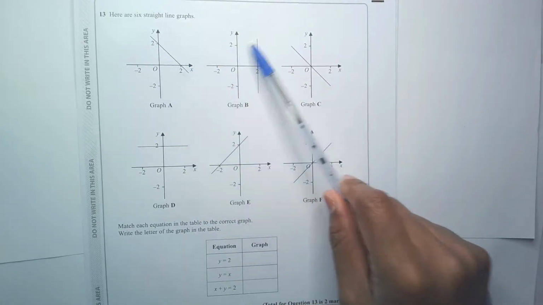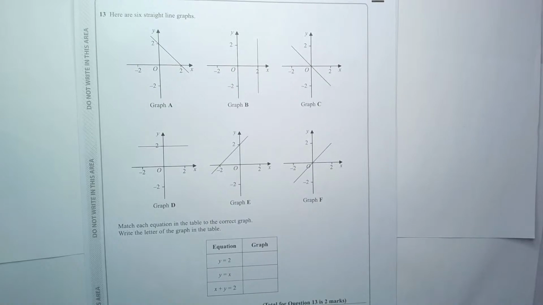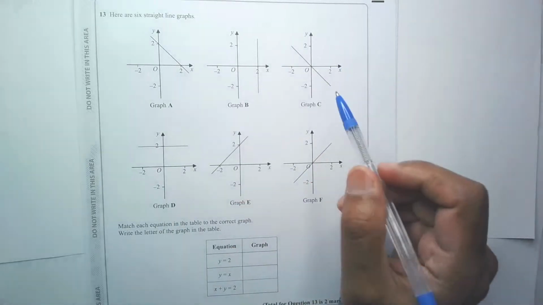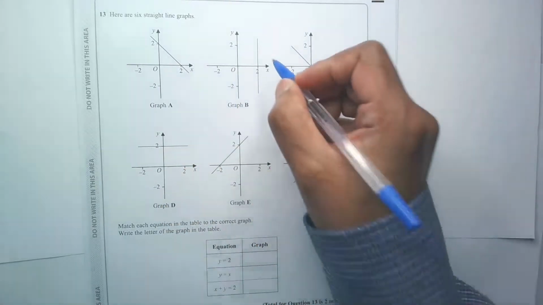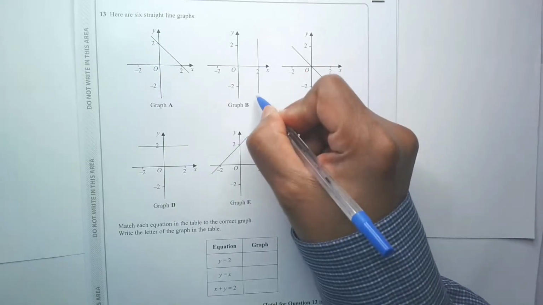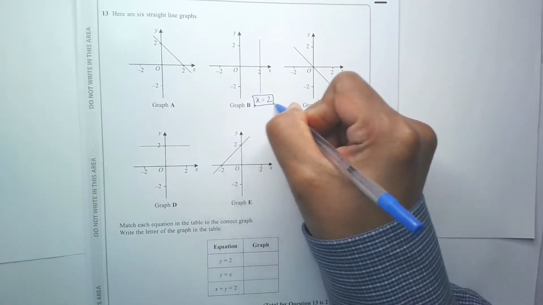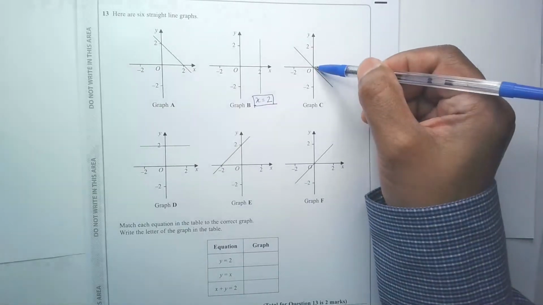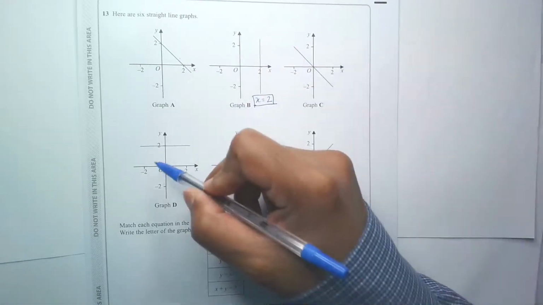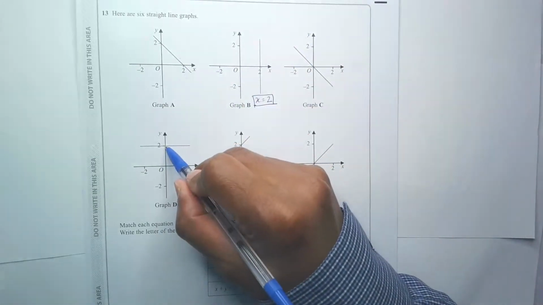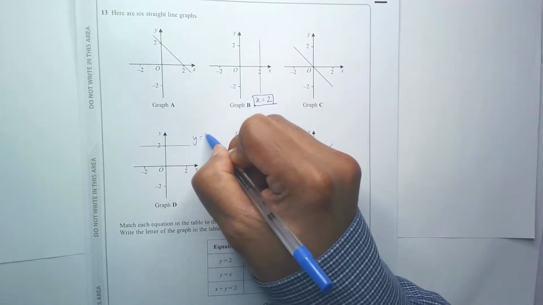So a lot of this is about knowing what graphs look like. So let's start with the easy ones. Here I've got the x-axis and it's number 2. So here x equals 2. I'm going to come back to this one because these are a bit harder. This is quite straightforward. It's crossing the y-axis at 2. So this is y equals 2.